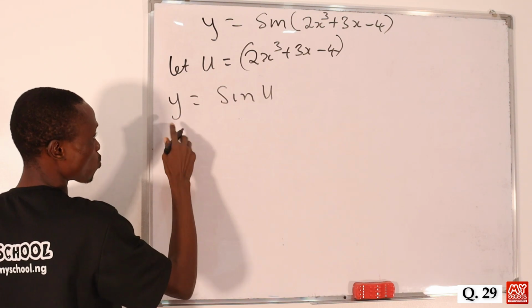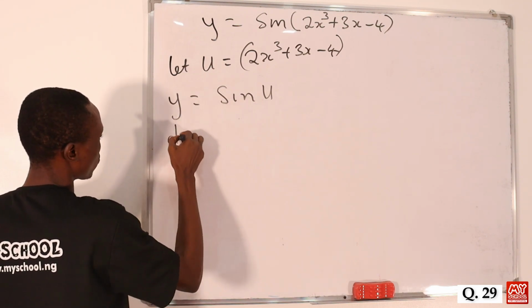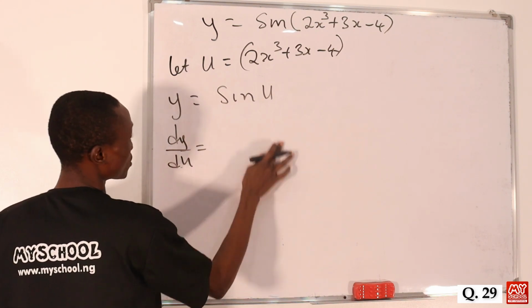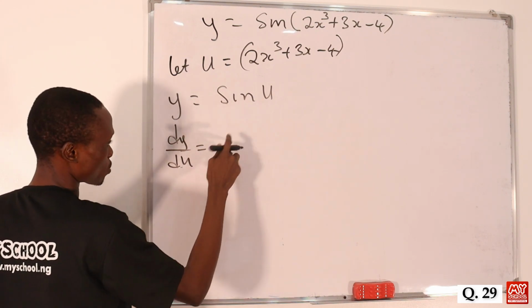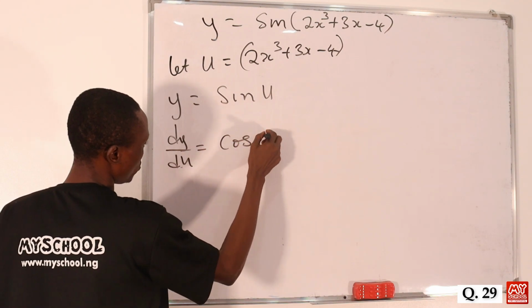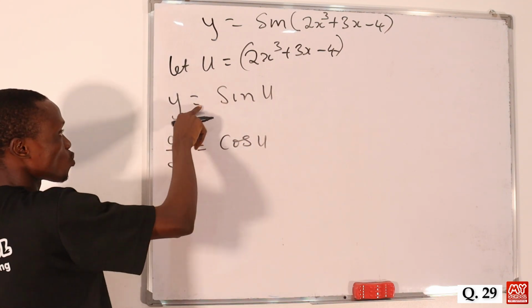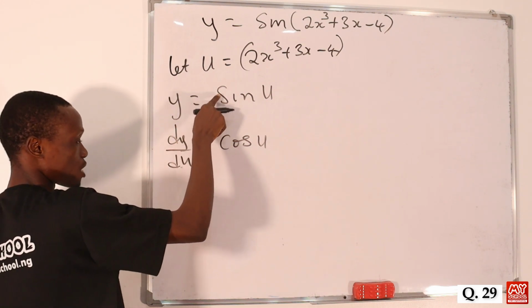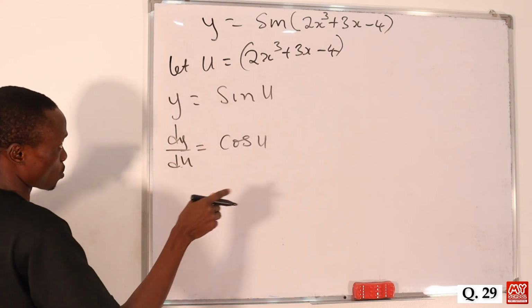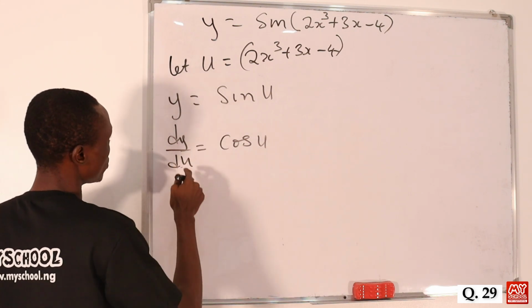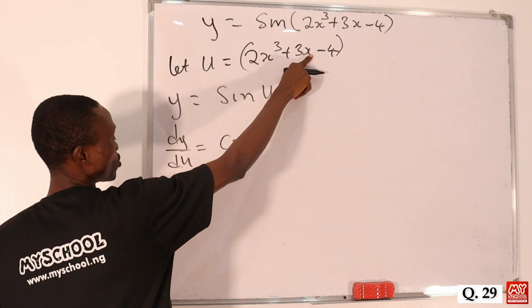Then we differentiate y with respect to u. So dy/du in this case will be equal to cos u, because when we differentiate sine, we get cos. It is not minus cos, so take note of that. It is when you integrate sine that you'll have minus cos. Now the next step is for us to differentiate u with respect to x.